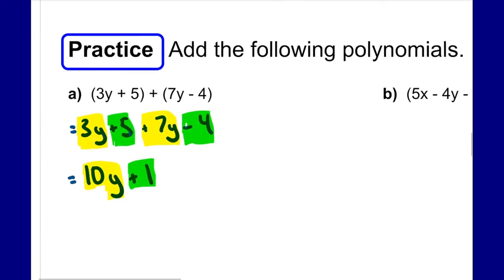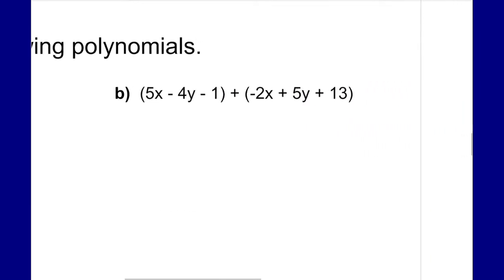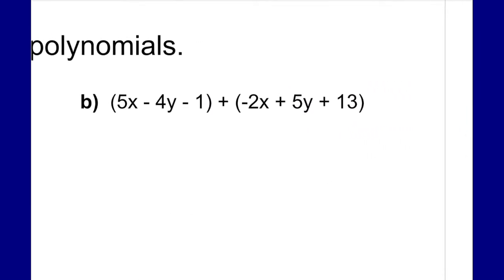And that's my polynomials added together. If we look at B, we still have two polynomials because it's multiple terms separated by brackets, and in the brackets they're separated by addition and subtraction. So I have two polynomials with 3 terms in each. Same rules apply. I'm going to drop my brackets because I'm adding them together.